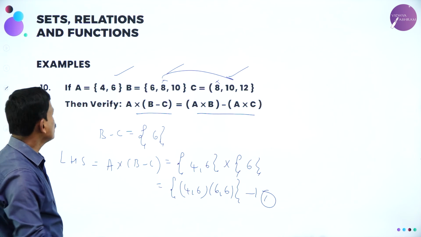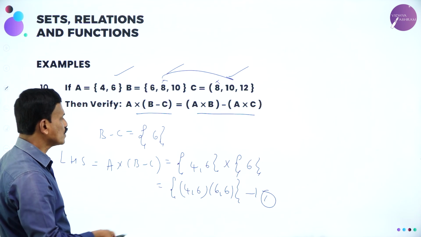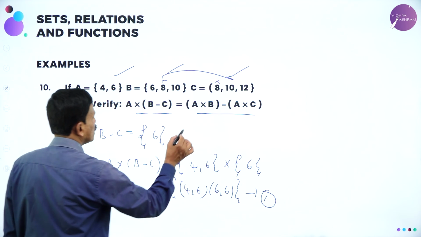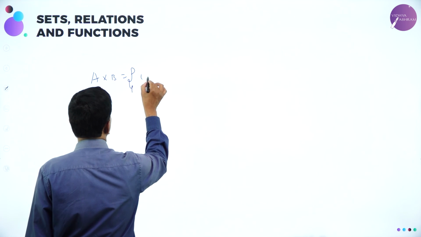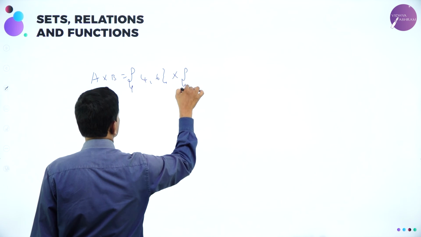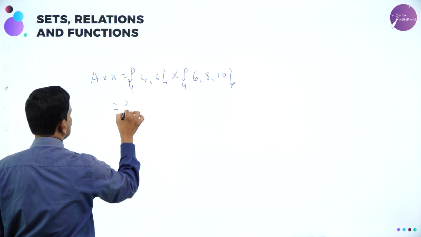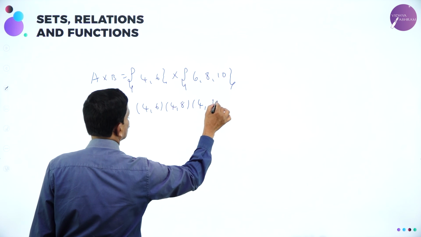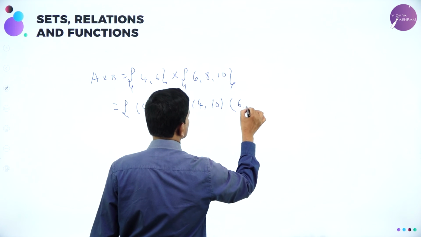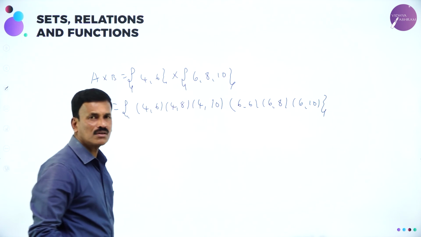Then A cross (B minus C). A contains 4 comma 6, cross 6. The Cartesian product of these two is (4,6) and (6,6). Now on the other hand, write down A cross B first. A contains 4, 6, and B contains 6, 8, 10. The Cartesian product of these two is (4,6), (4,8), (4,10). Similarly (6,6), (6,8) and (6,10). This is the Cartesian product.